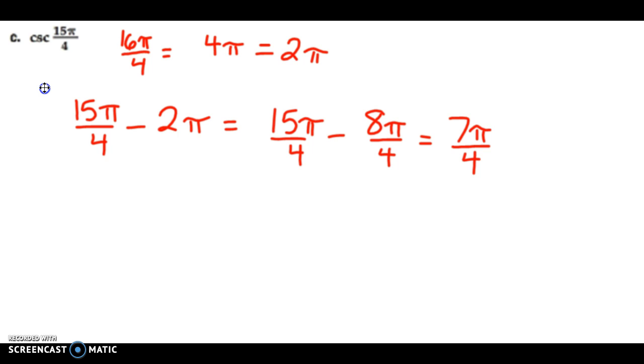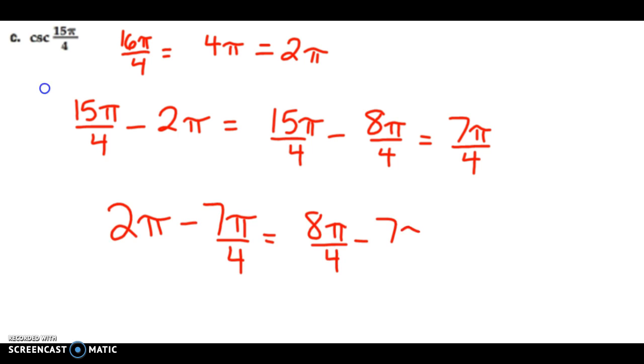Then to figure out my reference angle, I'm going to take 2 pi minus 7 pi over 4. So 8 pi over 4 minus 7 pi over 4. My reference angle is really just pi over 4. So that's my reference angle.